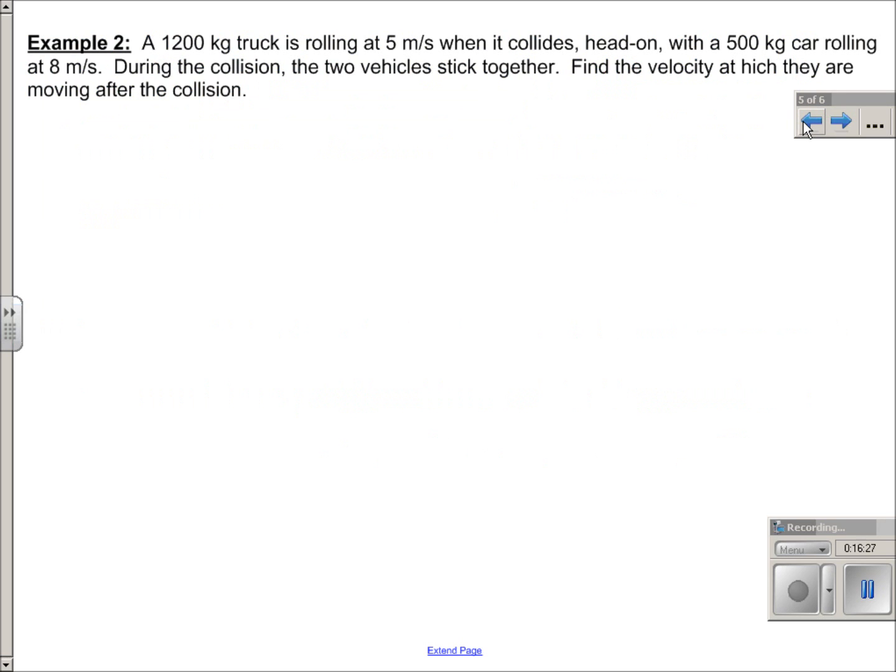All right, so example 2 is the same as example 1, but this time instead of giving a final velocity of the car, they stick together. So we've got a 1,200 kilogram truck rolling at 5 meters a second. It's going to collide head-on with a 500 kilogram car rolling at 8 meters a second. During the collision, the two vehicles stick together, and we're going to find the velocity at which they're moving after the collision. So here's what we know.